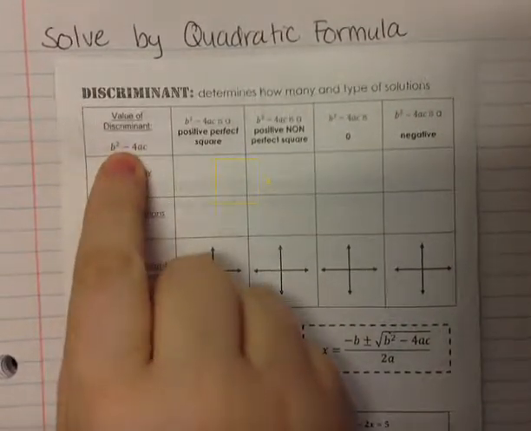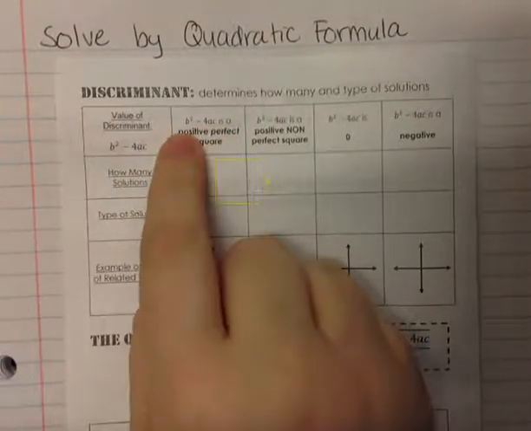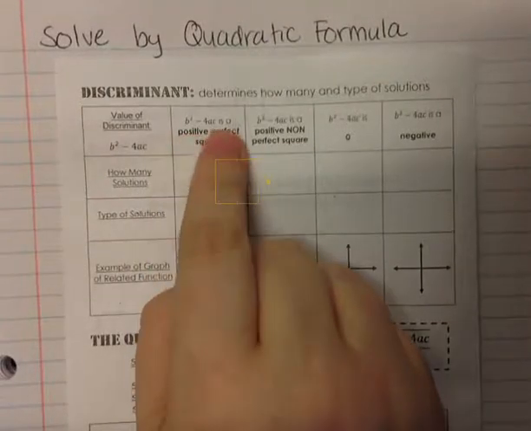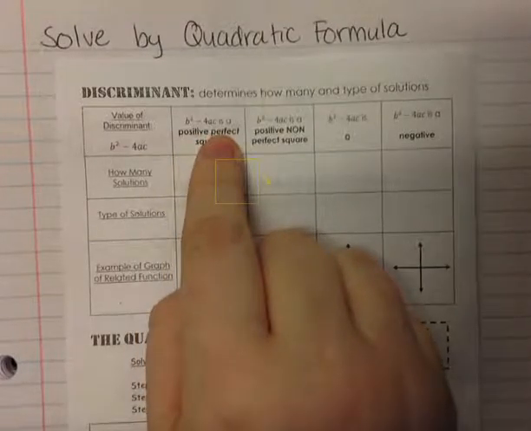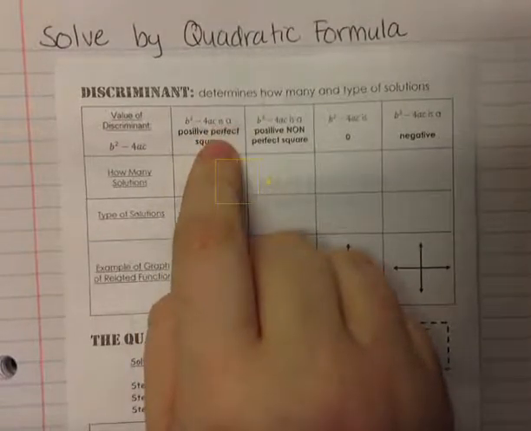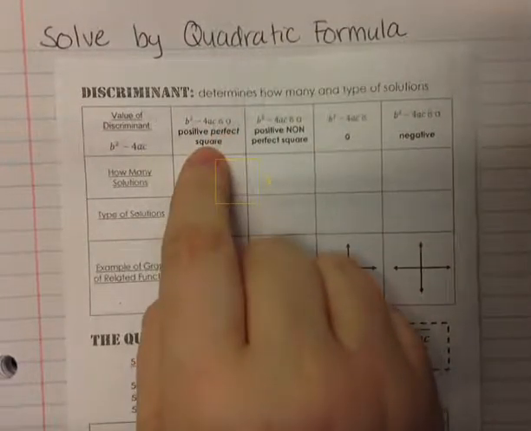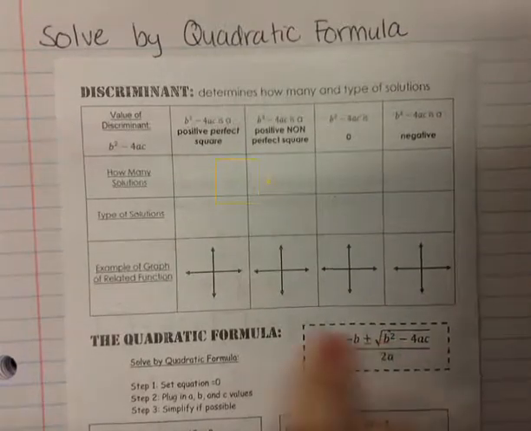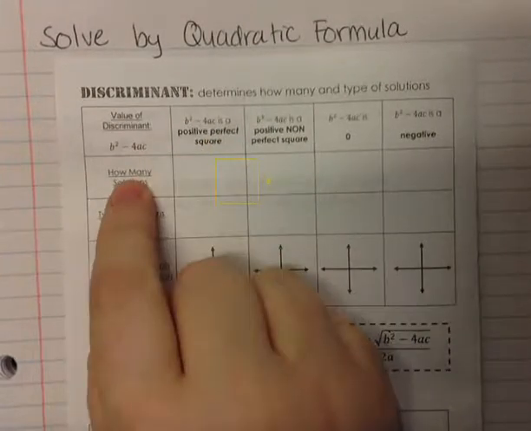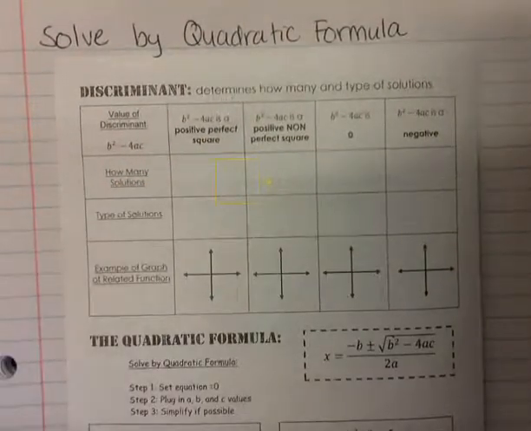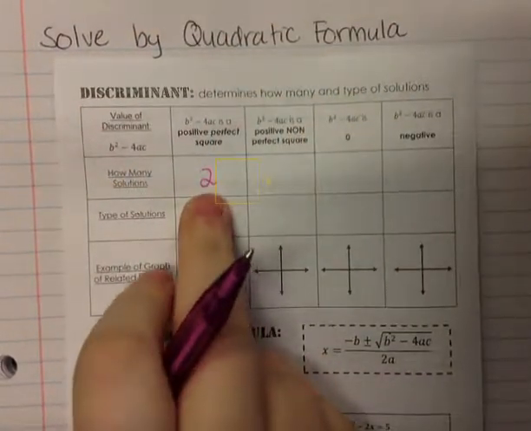So if b squared minus 4ac is a positive perfect square, it's very specific here, positive perfect square. So it's not only positive, but it has to be 1, 4, 9, 16, 25, 36, any perfect square, because you could take the square root of it and get a nice perfect number. So if it is a positive perfect square, how many solutions are you going to have? You will have 2 solutions.